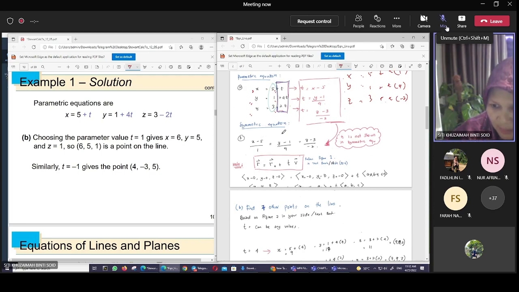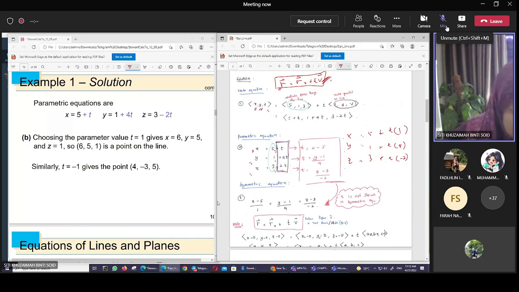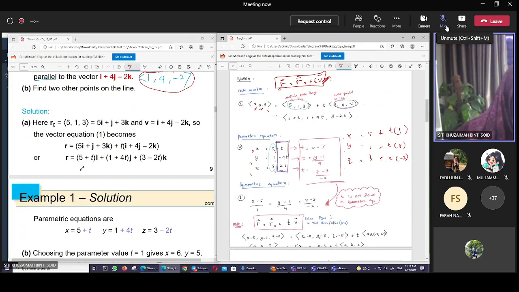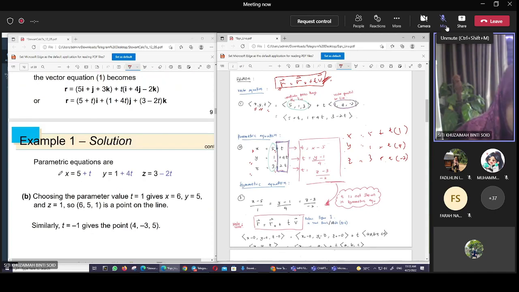Since we are learning symmetry again, just a moment. This is just what we did earlier, refer to the textbook. Actually, it says to write R equals R0 plus tV, it should be like this, 0, 0, 0 earlier. Okay, number 3 we haven't studied yet. I follow this slide. It says here the parametric equations are x equals 5 plus t, y equals 1 plus 4t, z equals 3 minus 2t.